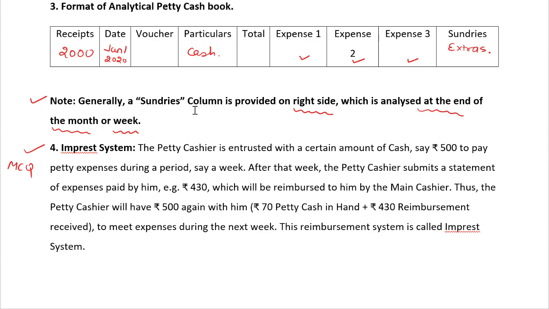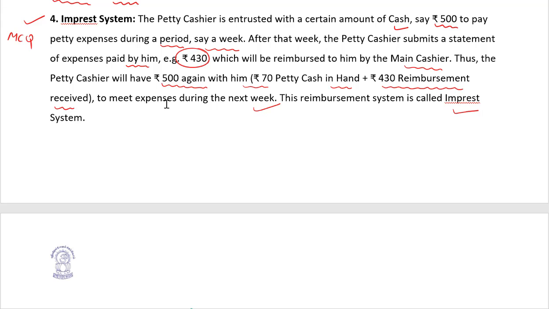Imprest system. The petty cashier is entrusted with a certain amount of cash, say 500, to pay petty cash expenses during the period, say a week. After that week, the petty cashier submits a statement of expenses paid by him, for example 430, which is reimbursed to him by the main cashier. Thus, the petty cashier will have 500 again with him, 70 petty cash in hand, and 430, that is the reimbursement received, to meet the expenses during the next week. The reimbursement is called imprest system. I believe you must have understood this.